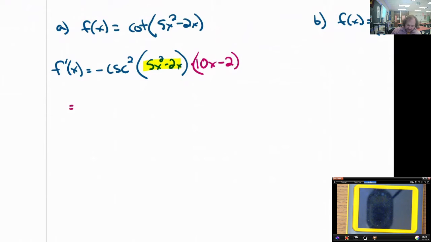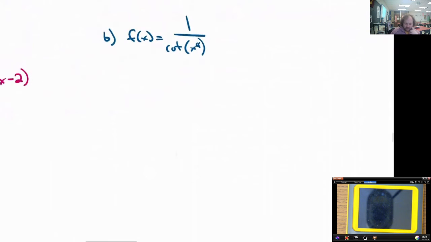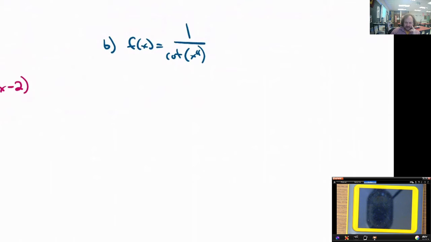I'm looking at the published answer. It looks like negative quantity 10x minus 2 times the cosecant squared of 5x squared minus 2x. Not super nice, but that's what it is. For question B, it might be better. I don't know, quotient rule seems to be a thing we want to try. But honestly, I think we can make this problem a lot easier for ourselves if we recognize that 1 over the cotangent of something is just the same thing as the tangent of something.